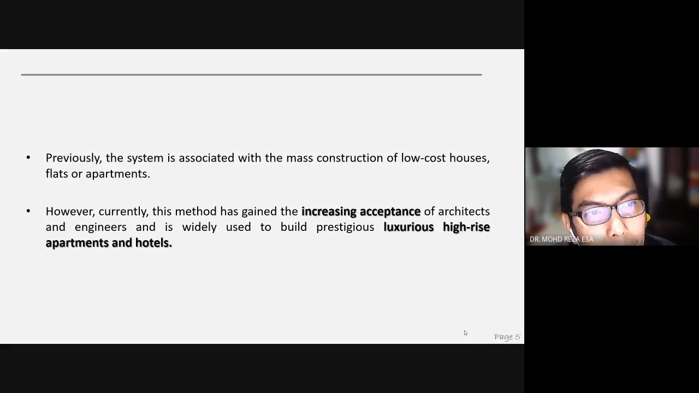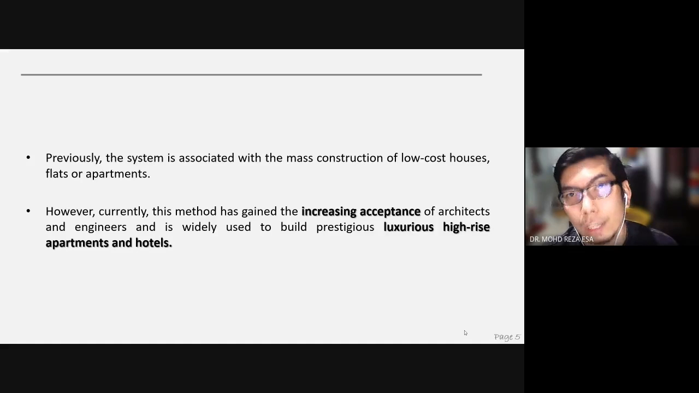Previously, this system was associated with the mass construction of low-cost houses, flats, or apartments. However, currently this method has gained increasing acceptance from architects and engineers, and is widely used to build prestigious, luxurious high-rise apartments and also hotels. Of course, before getting popular on high-rise apartments and hotels, this reusable formwork system was also used on low-cost houses, flats, and apartments, the cheap flats of five to six storeys and so on. But now it's getting popular on more expensive construction projects.